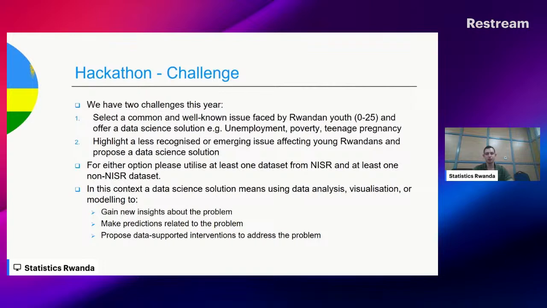Within the context of challenge number 1, there will also be some recognition if you're able to identify something new about one of these well-known issues. So for example, if you were able to show that unemployment in certain districts is due to a factor that hadn't previously been considered, this would also be given some weight independent of your solution to that problem. I hope that's relatively clear, but again, we can come back to that if there are any questions.